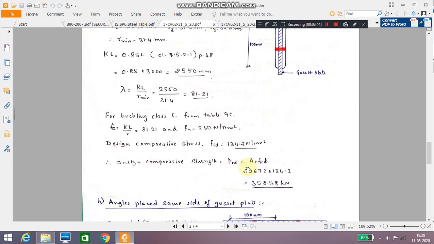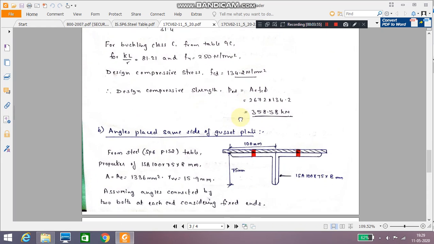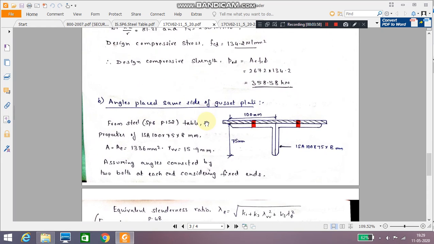So design compressive strength PD equal to AE into FCD, 2672 into 134.2, equals 358.58 kilonewton. Now the second case, angles are placed on the same side of the gusset plate.